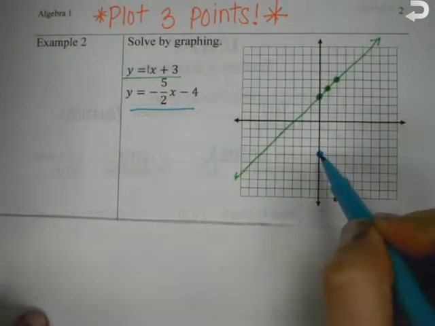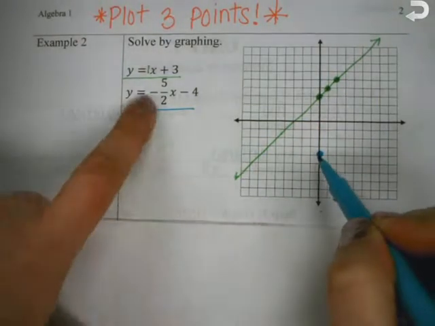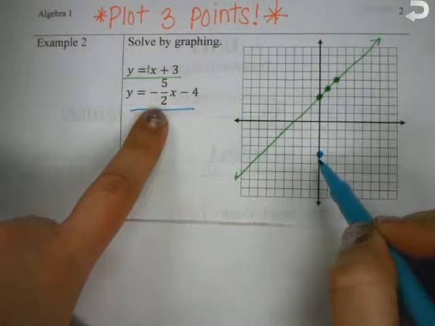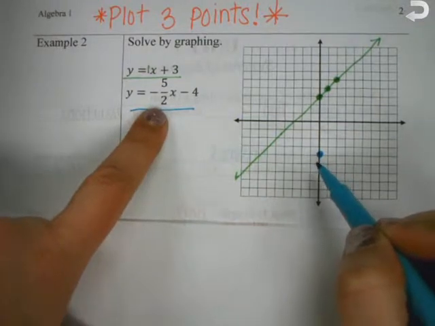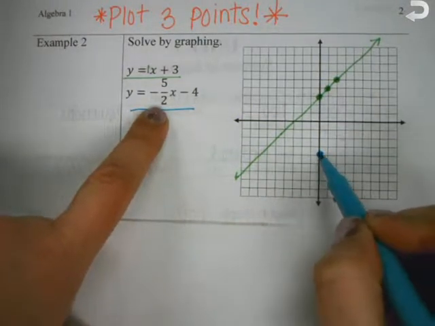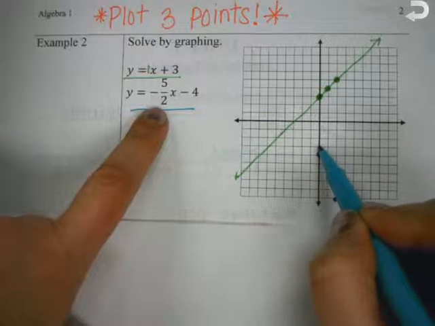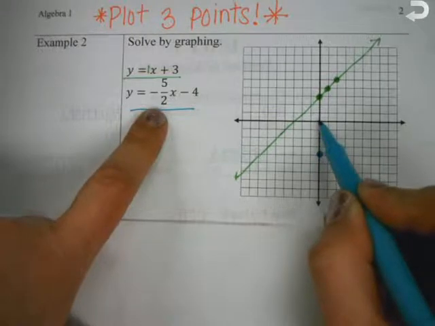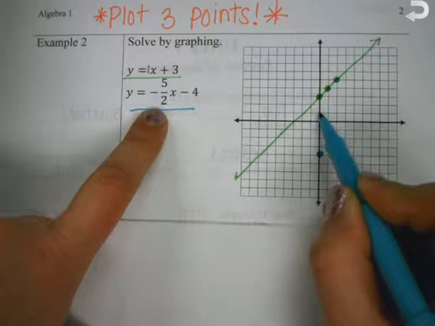So let's instead go up 5. 1, 2, 3, 4, 5. And to the left, 2 spaces. 1, 2. I'm still making a straight line, right? So let's connect those. Make it as straight as possible.